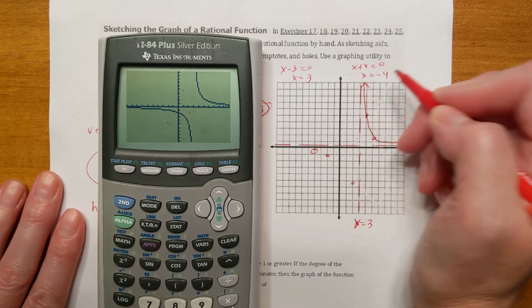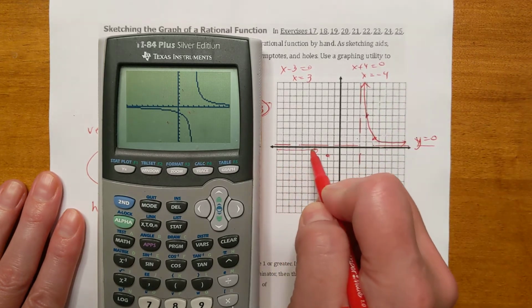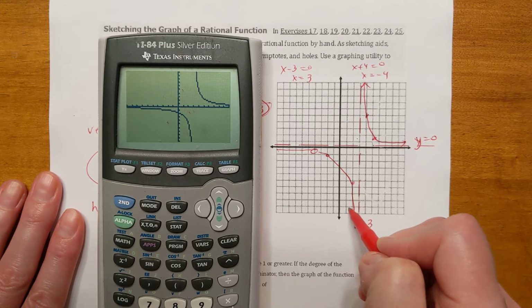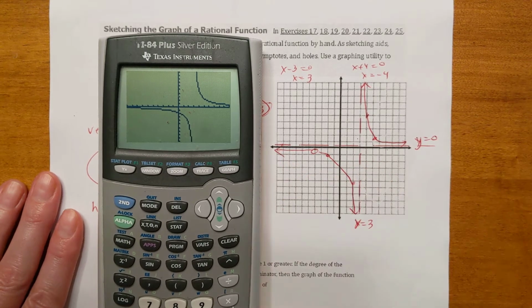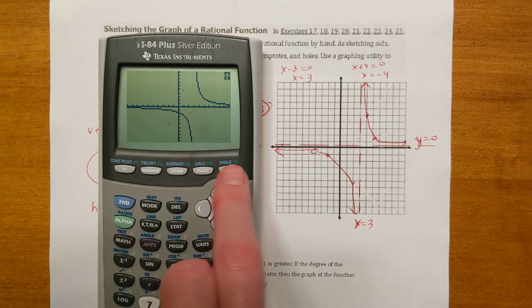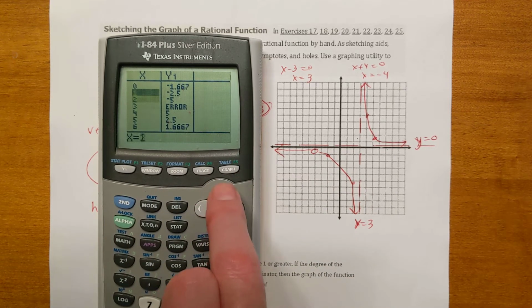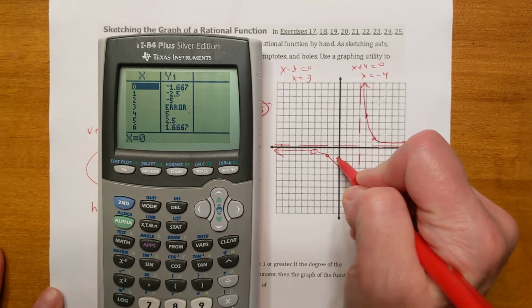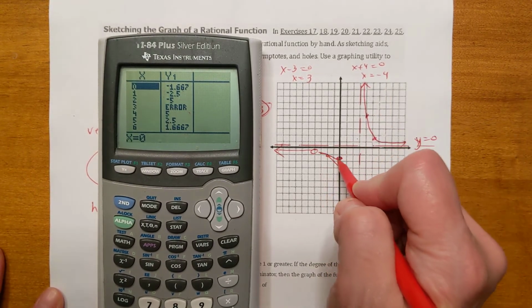making it look nice. Here we go. All right, looks good. It didn't have, oh, it did have an intercept. Son of a gun, there's an intercept over here. Let's make sure we plot it right. So let's go to the table. At the number 0, it was -1.67. Oh, I did not hit that point. There we go.